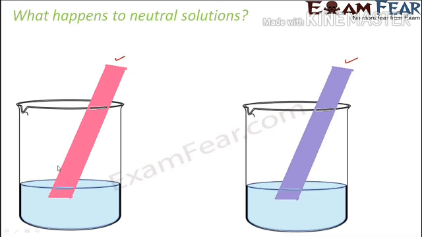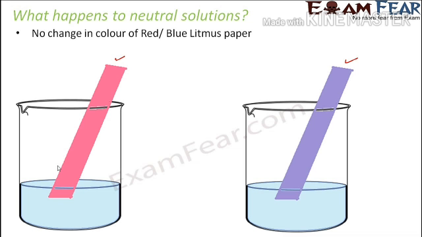So to arrive at the right conclusion, you have to test the solution with both red and blue litmus paper. If both of them do not change their color, that would mean that the solution is neutral. So this is very important. Please do not get confused. Whenever you are asked how do you perform litmus test for neutral solution, please make sure that you mention that you have to check it with both red as well as blue litmus paper. Only then you can conclude that the solution is actually neutral. So no change in color of red or blue litmus paper when they are put in neutral solution.